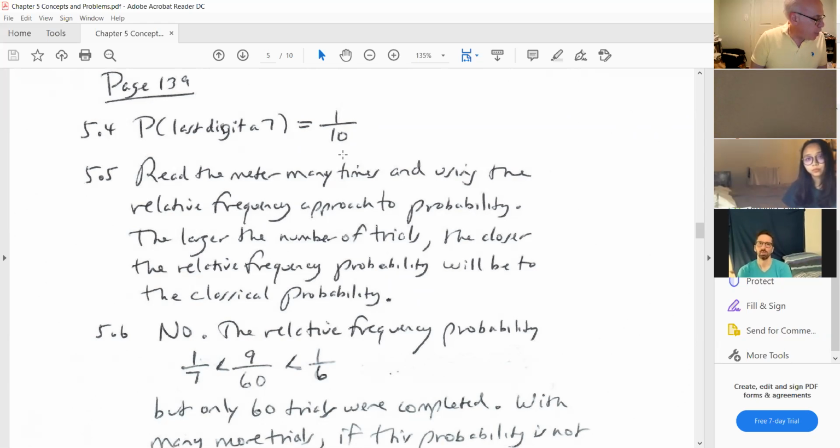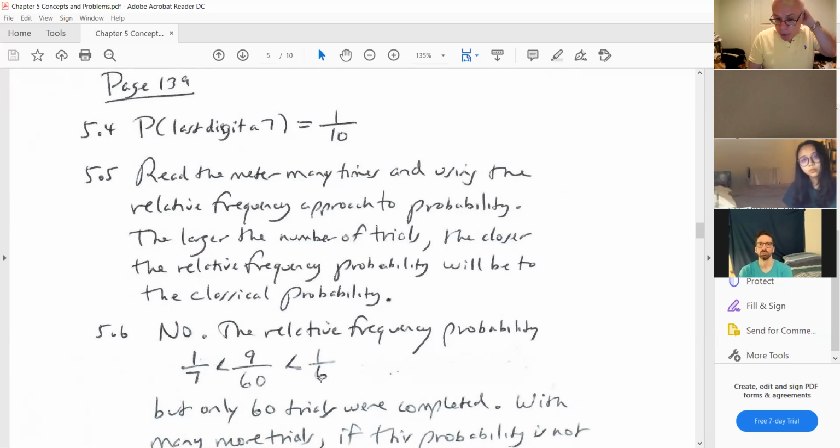5.6 says if a die is rolled 1 time, classical probability would indicate the probability of a 2 would be 1 out of 6, right? Because there's 6 possible sides. If the die is rolled 60 times and comes up 2 only 9 times, does this suggest that the die is loaded? Well, 9 divided by 60, which is what the relative frequency approach gives you, is between these 2 fractions, 1 divided by 7 and 1 divided by 6. 1 divided by 6 is the classical answer.